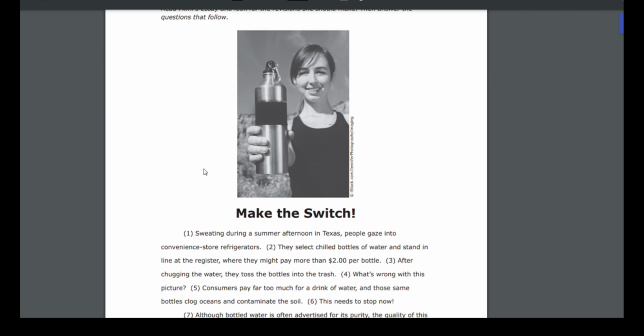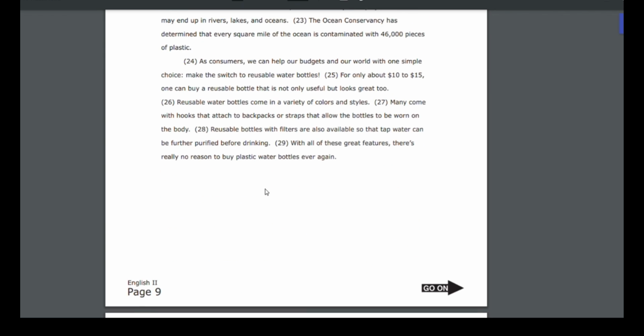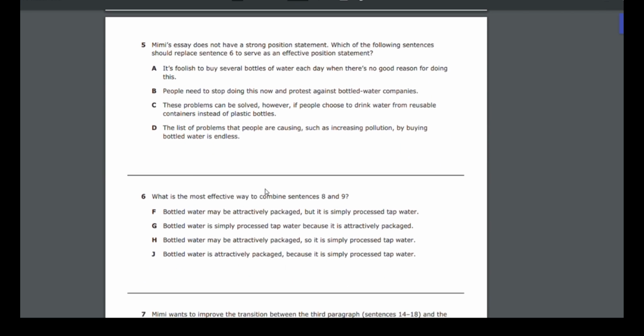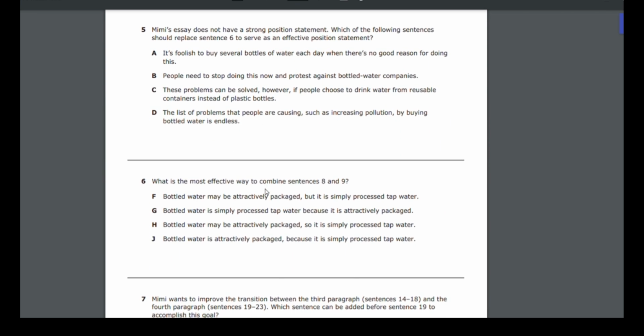Now, we are on to a new one. So what we need to do here is we now have a picture and we have a title, and we're going to infer what this whole article is about just based off these 2 things. And the kids are pretty successful at going, well, that's an aluminum water bottle and you want to make the switch, so reusable containers for your water. Skip all of this and go straight down. And it's kind of wash, rinse, repeat.